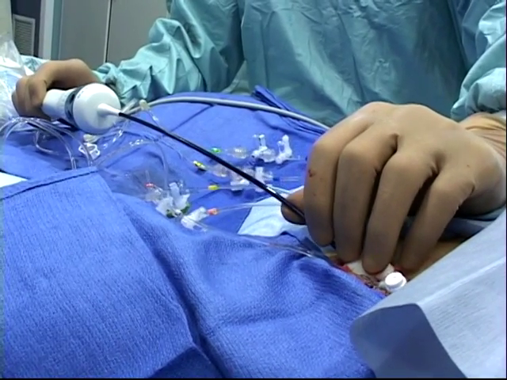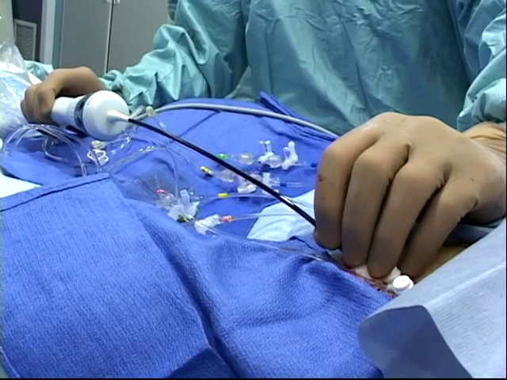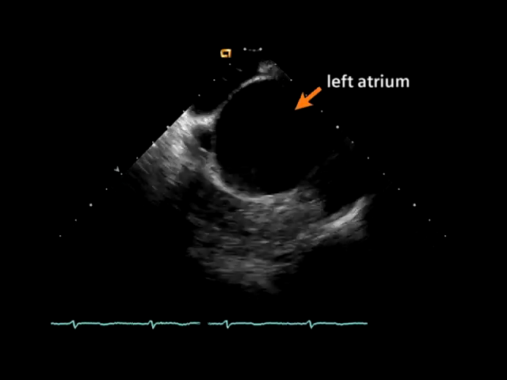So pulling back just slightly and continuing the clockwise sweep, the next most posterior image to the left ventricle is the left atrium.